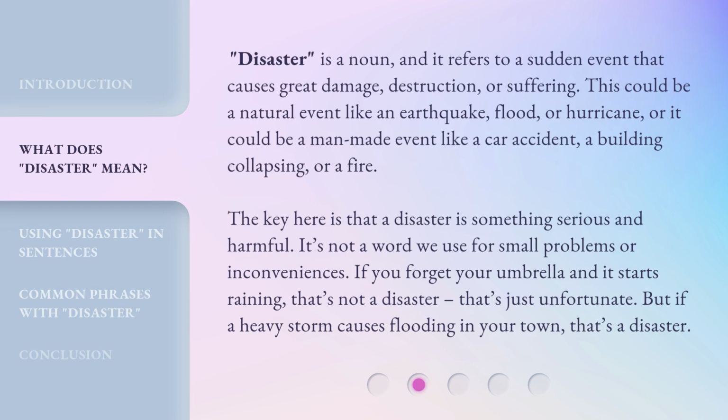Disaster is a noun, and it refers to a sudden event that causes great damage, destruction, or suffering. This could be a natural event like an earthquake, flood, or hurricane, or it could be a man-made event like a car accident, a building collapsing, or a fire. The key here is that a disaster is something serious and harmful. It's not a word we use for small problems or inconveniences.